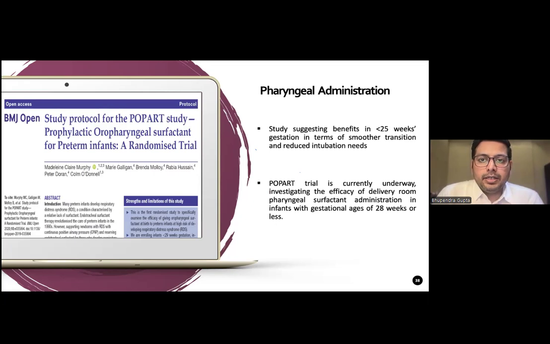There is another study going on on pharyngeal administration, that is the POPART study, and the study suggested benefit in less than 25-weeker neonates for smoother transition and reduced intubation needs. The POPART trial is currently underway investigating the efficacy of delivery room pharyngeal surfactant administration in infants with gestation age of 28 weeks or less.